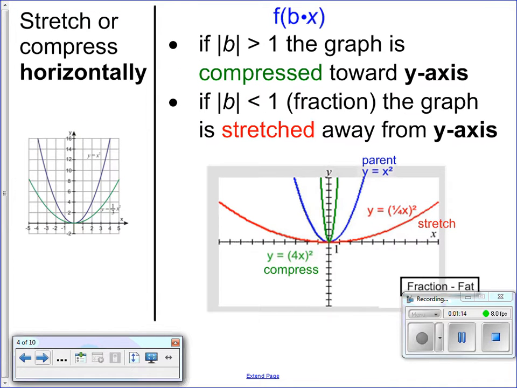A stretch or compression horizontally shows us this b is inside the parentheses. So if b is greater than 1, the graph is being compressed toward the y, and if it's less than 1, it's being stretched away from the y, which again is fatter. So the fraction is actually always a fatter graph.